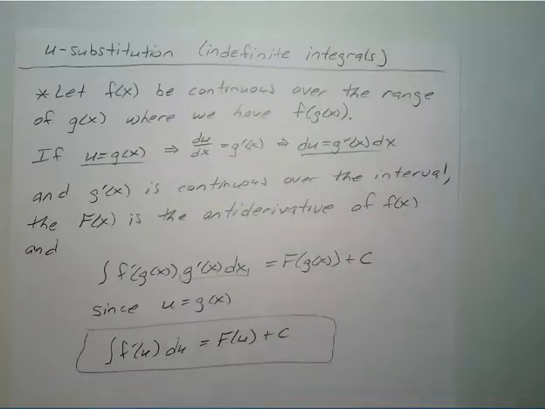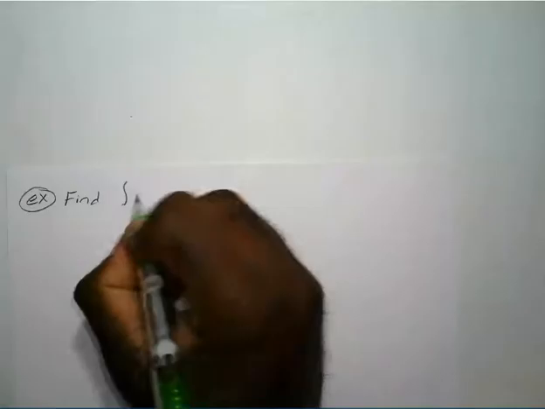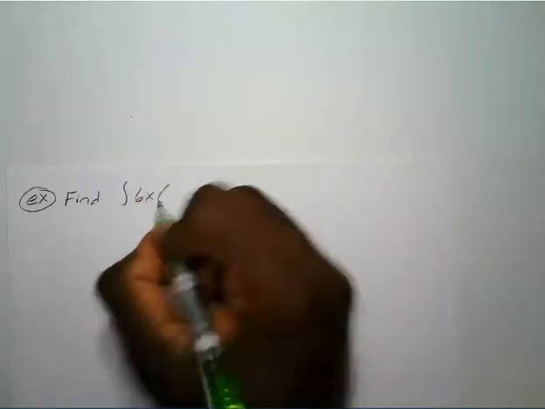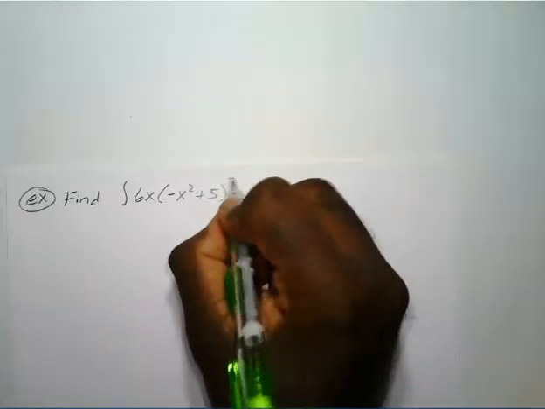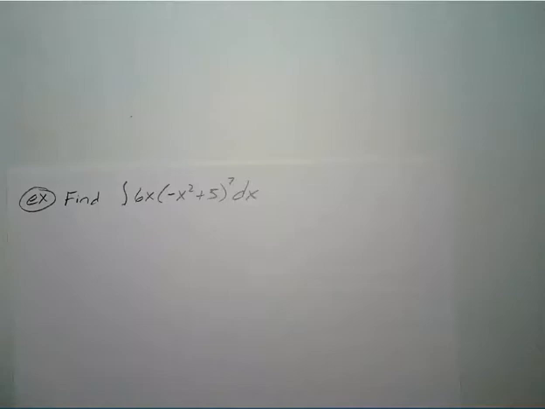All right, so if you are still writing, feel free to press pause, but we're going to go ahead and move on to our first example. Let's say, for example, we want to find the indefinite integral of 6x times negative x squared plus 5 to the 7th power with respect to x.